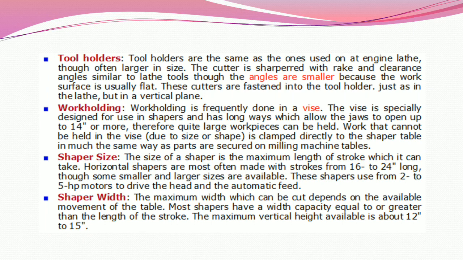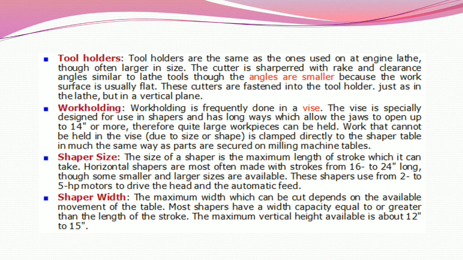Next one, work holding. Work holding is frequently done in a vise. The vise is specially designed for use in shapers and has long ways which allow the jaws to open up to 14 inches or more. Therefore, quite large workpieces can be held. Work that cannot be held in the vise due to size or shape is clamped directly to the shaper table in much the same way as parts are secured on milling machine tables.